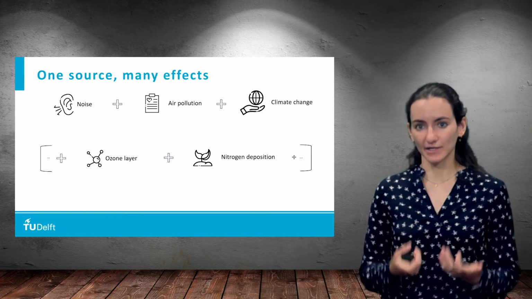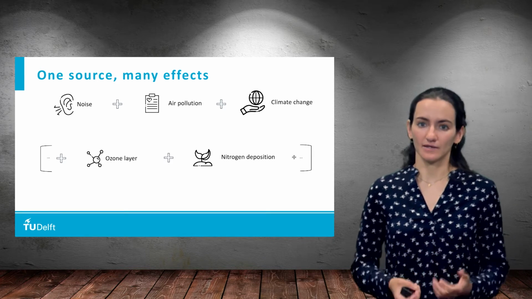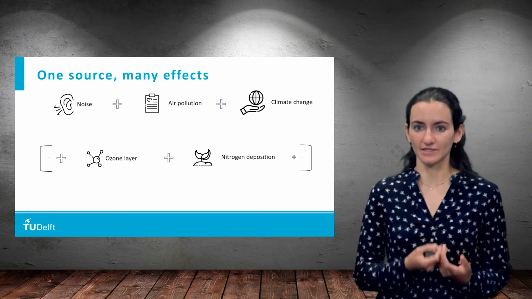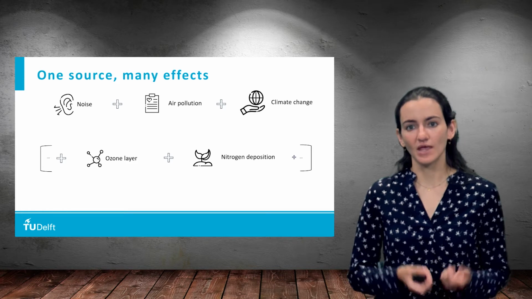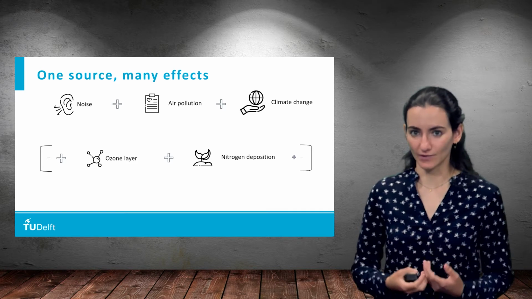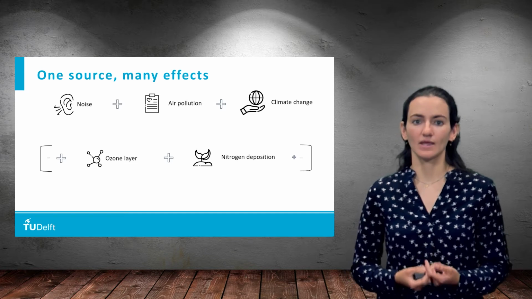Secondly, there is nitrogen deposition, meaning that emissions from aviation, specifically nitrogen oxide emissions, contribute to changing the nitrogen cycle in our ecosystems.